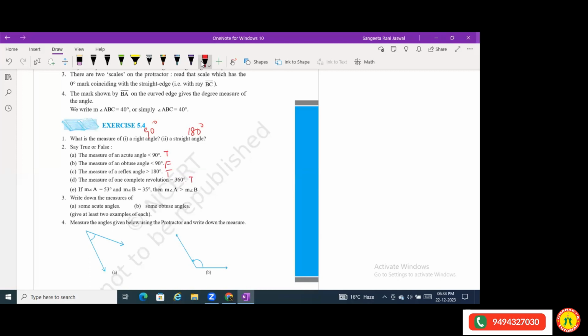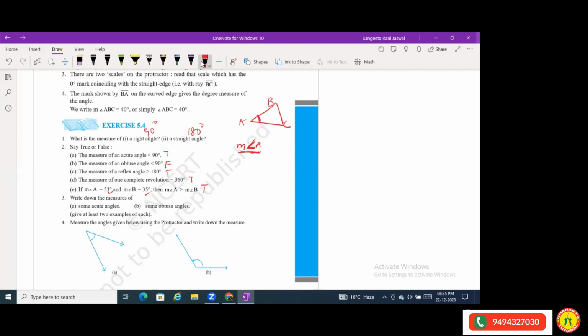Now, next. Charvik, if the measure of angle A is 53 degrees and the measure of angle B is 35 degrees, then the measure of angle A is greater than the measure of angle B. Is it true? I'm asking Charvik. Sorry. Yes, Charvik. Ma'am, it's true. See, the measurement of an angle, we write it like this. Suppose this is some angle A, B, C. The measurement of angle A is written as m, angle symbol, A. We read it as measure of angle A.